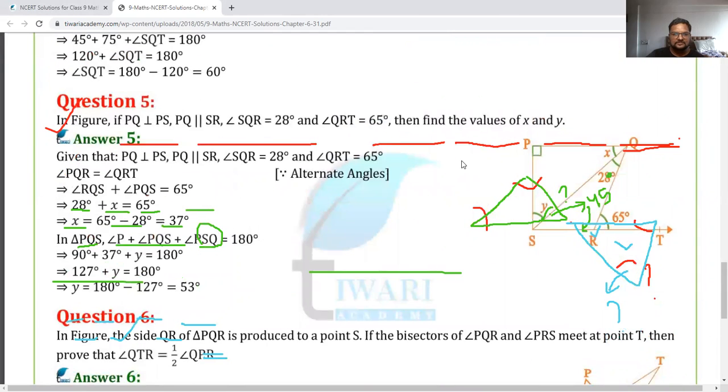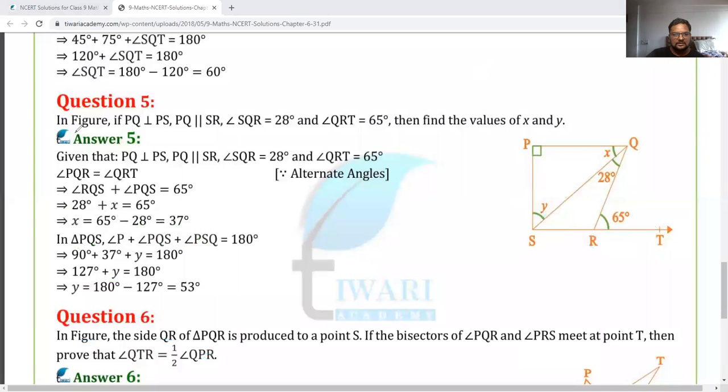I'll annotate and erase everything. In the figure, if PQ is perpendicular to PS, that means this is given as 90 degrees. It is also given that PQ is parallel to RS. So these two lines are parallel.